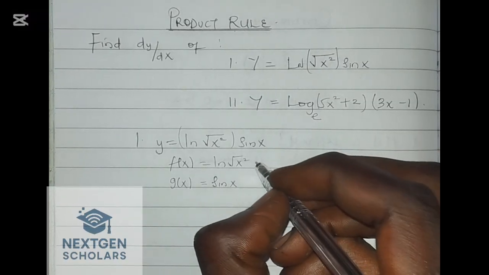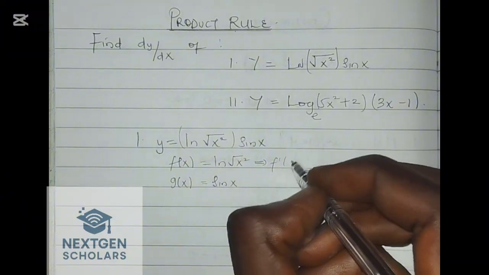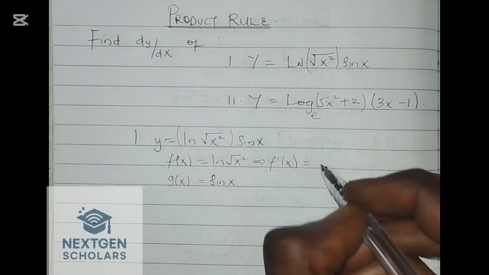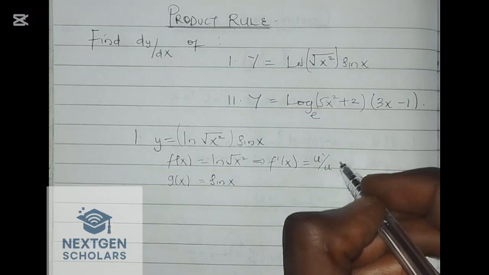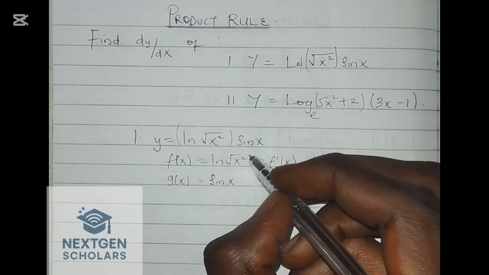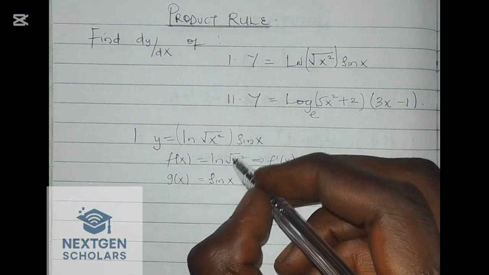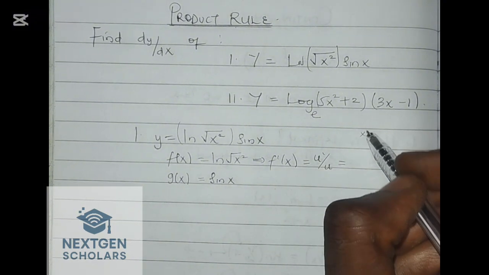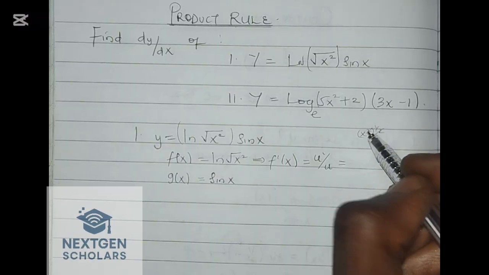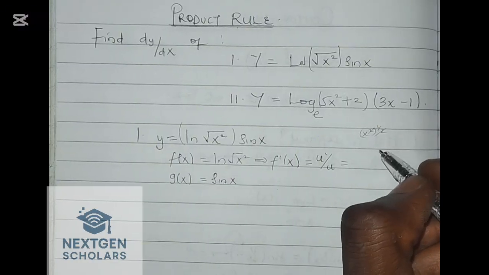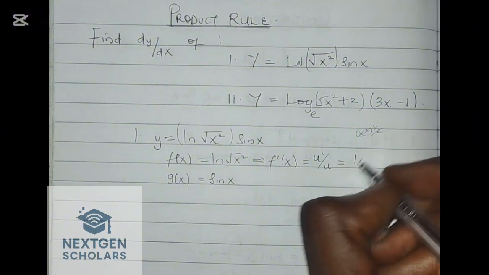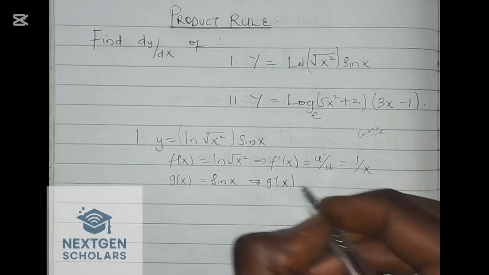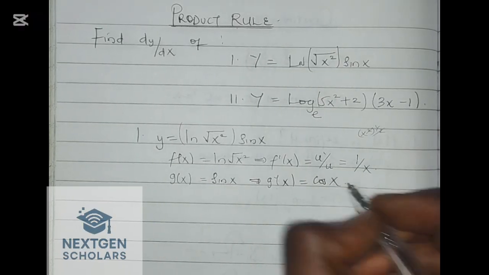Here my f prime of x will be, for the ln function, the formula is u prime all over u, where u is what you have inside of the bracket. So u is root of x squared, and you know root of x squared is the same thing as x squared to the power of half. So half cancels half, and you simply have x. So u is simply x, so u prime is 1 all over x. So g prime of x will be equal to cosine of x.